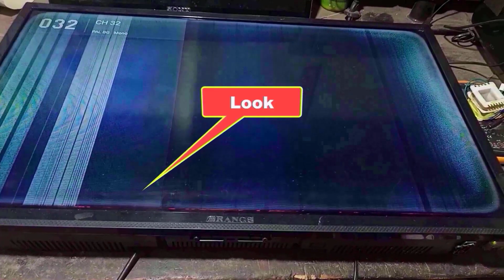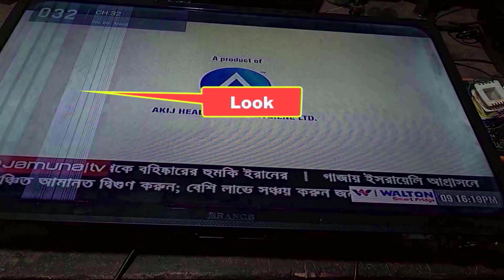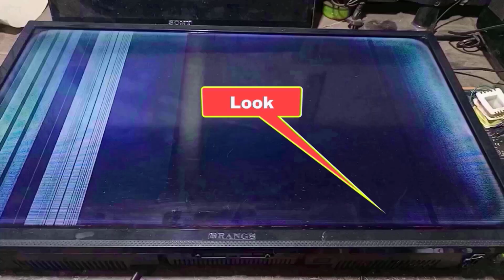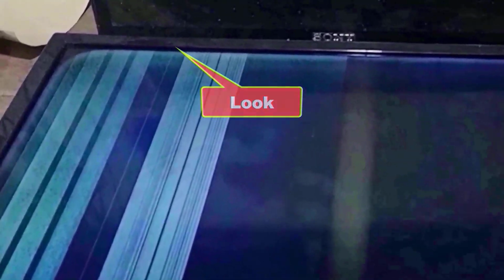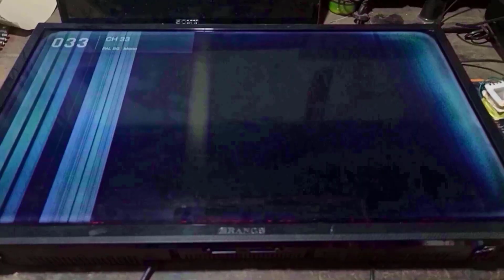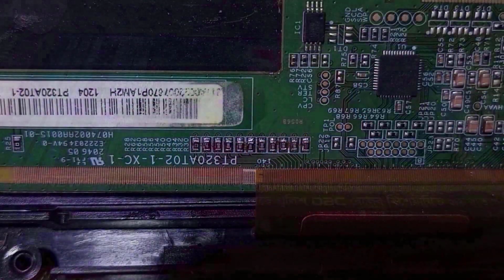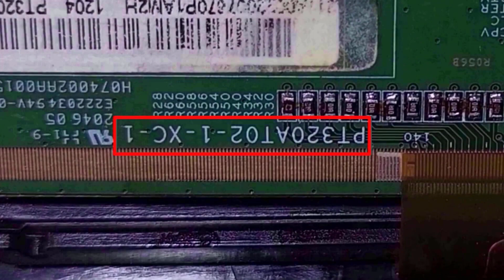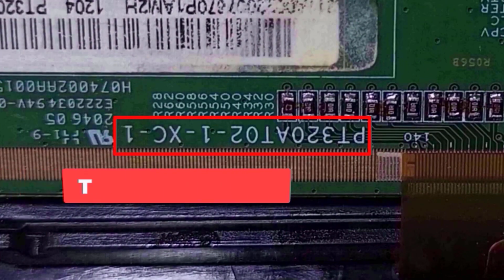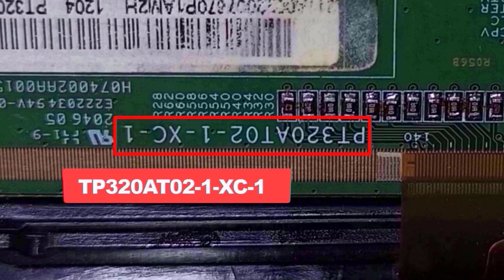Friends, look, some areas of the screen are showing vertical bars, but the picture is on and the screen graphics are bad. Friends, this is the problem of this TV. So first we will note the number of this panel. The number of this panel is PT320AT02-2-XC-1.